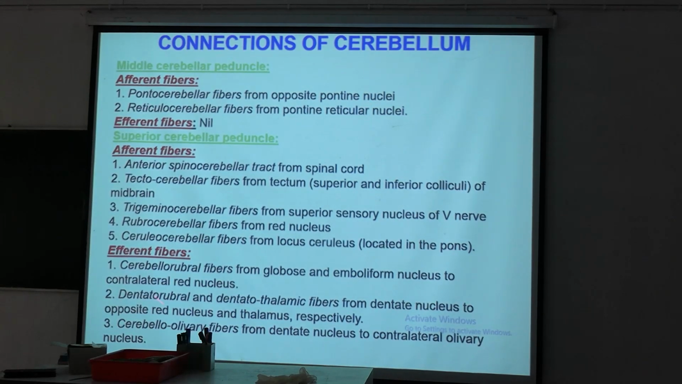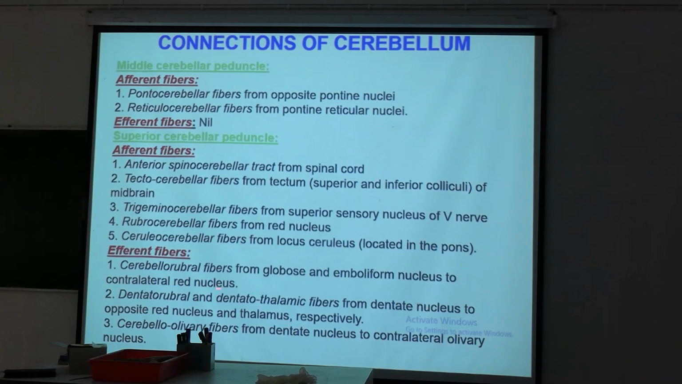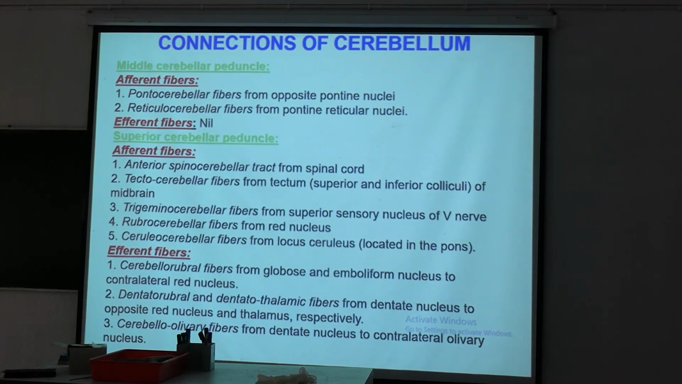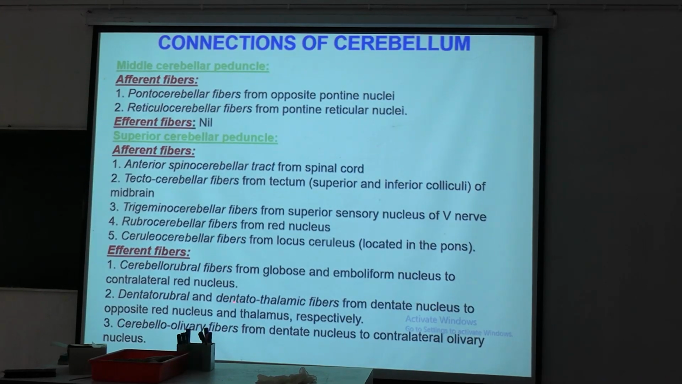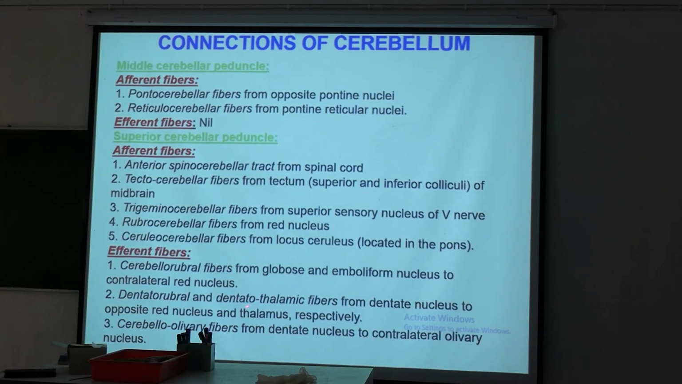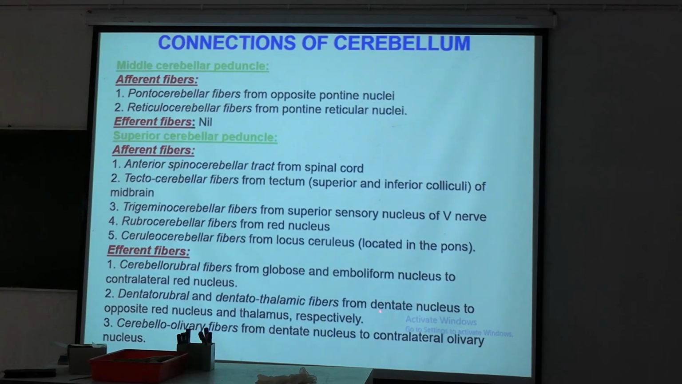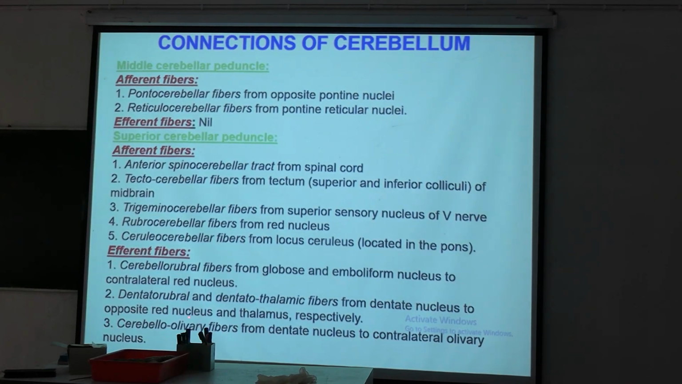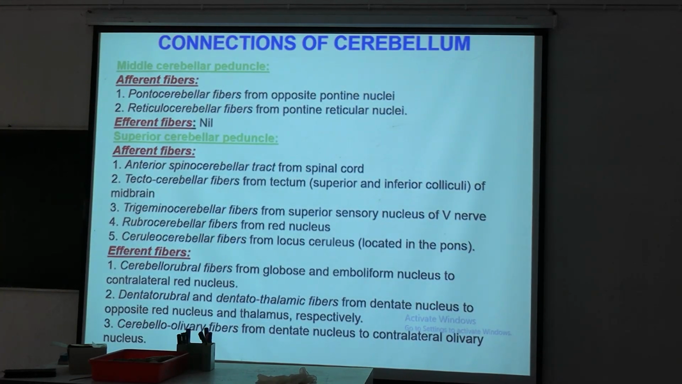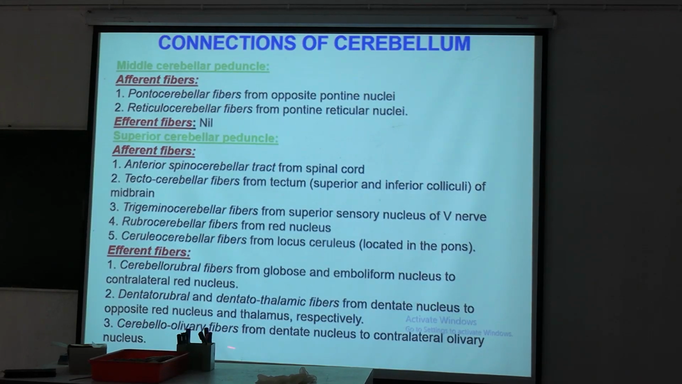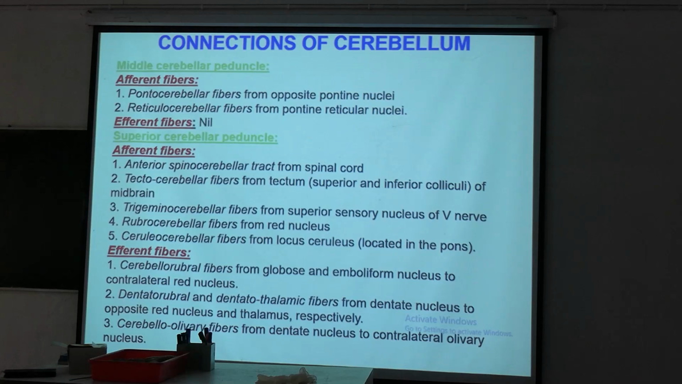And efferent fibers are cerebellorubral fibers from globose and emboliform nucleus to contralateral red nucleus. Next are dentatorubral and dentatothalamic fibers from dentate nucleus to opposite red nucleus and thalamus respectively, and cerebello-olivary fibers from dentate nucleus to contralateral olivary nucleus.